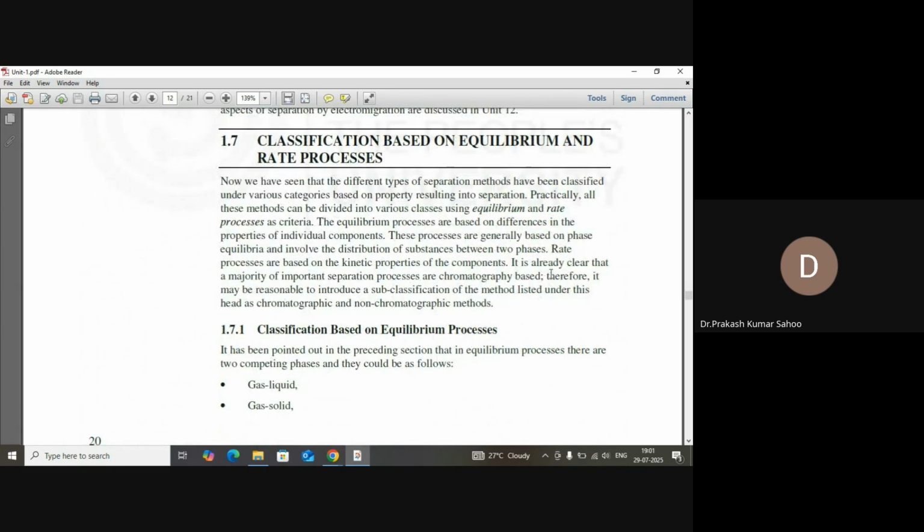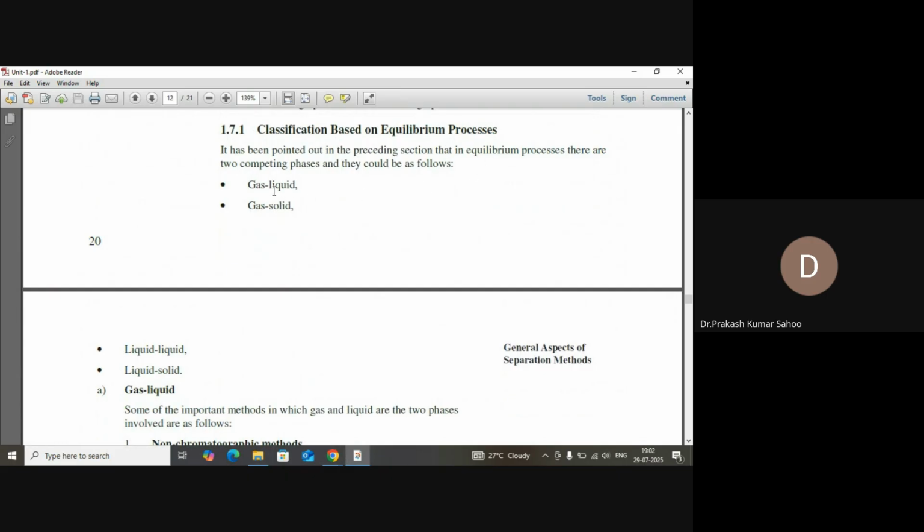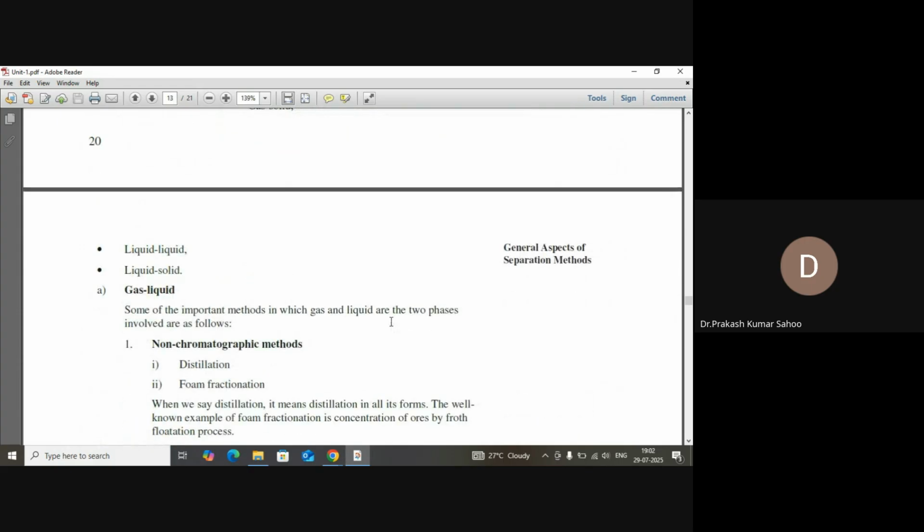So this is the kinetic part, that is equilibrium and rate process. In the equilibrium process we have gas liquid, gas solid, liquid liquid, and liquid solid chromatography. This is known as GLC, GSC, LLC, and LSC. So we have different types of chromatography techniques depending on the equilibrium process, that is the equilibrium between the mobile phase and the stationary phase.